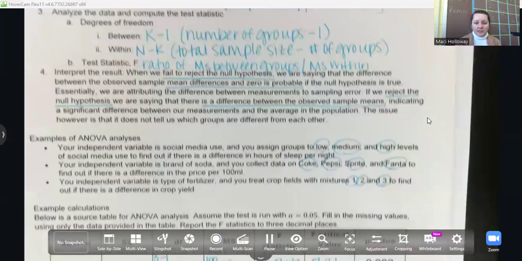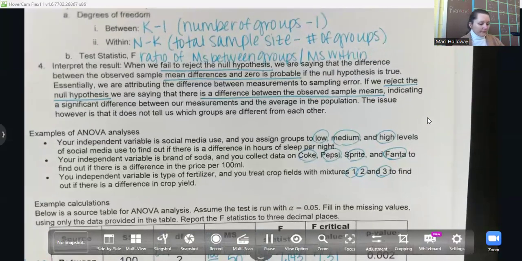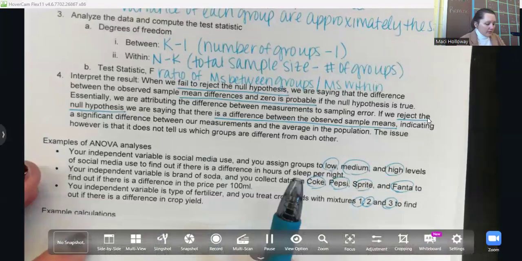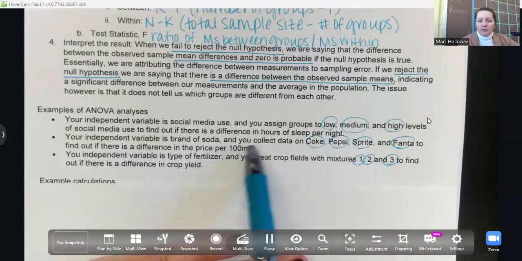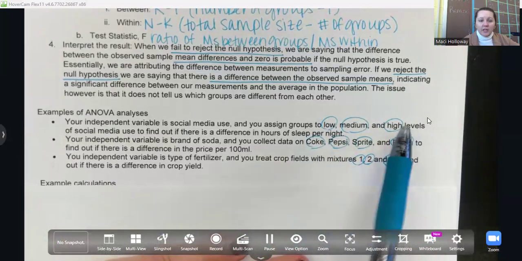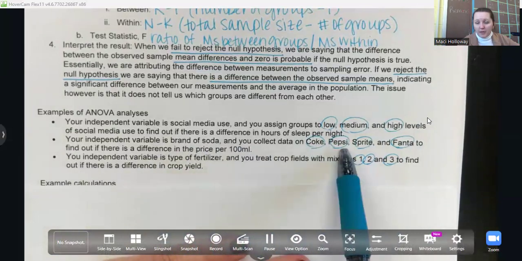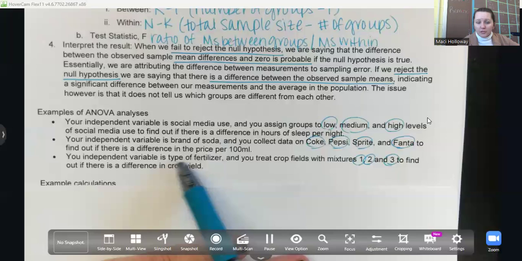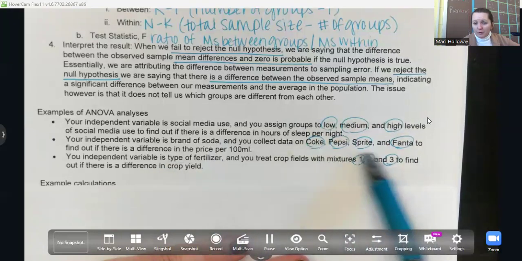So here's a couple of examples I wanted to share with you. Your independent variable is social media use, and you assign groups to low, medium, and high levels of social media use. Your independent variable is brand of soda, and you collect Coke, Pepsi, Sprite, and Fanta to find out if there's a difference in price. So there's 3 groups here, 4 groups.